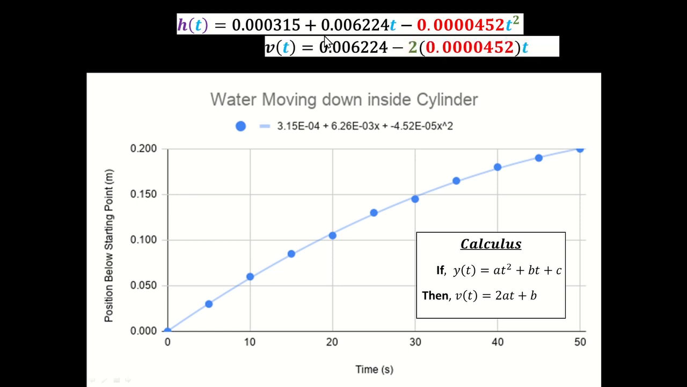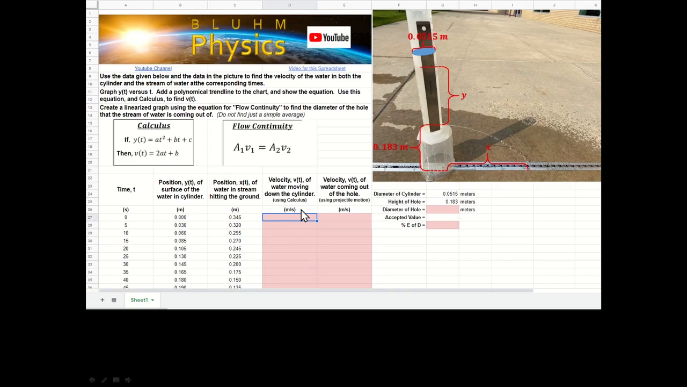To get the velocity as a function of time, I take the derivative. I bring the 2 down in front and subtract 1 there. And then when I take the derivative here, I just get rid of the time. That term disappears altogether. So I can figure out what the velocity is by plugging in the time to this equation. Let me come back up to here. I can figure out the velocity here by plugging the time into that equation. So that was using the calculus part.